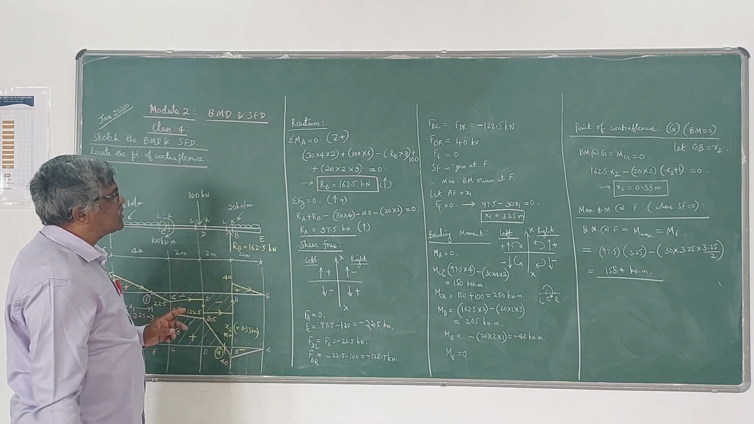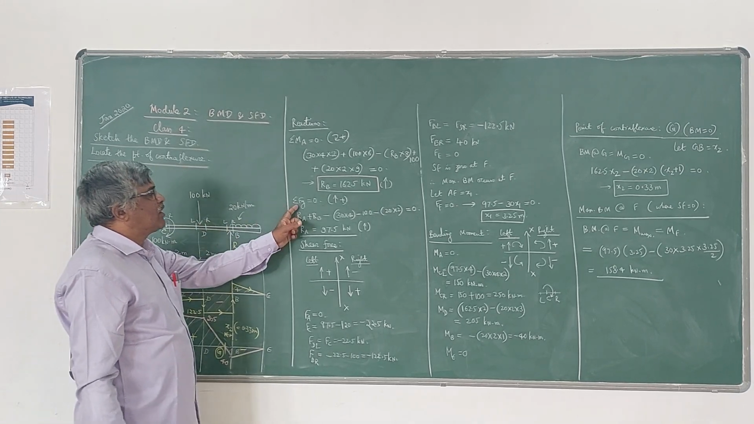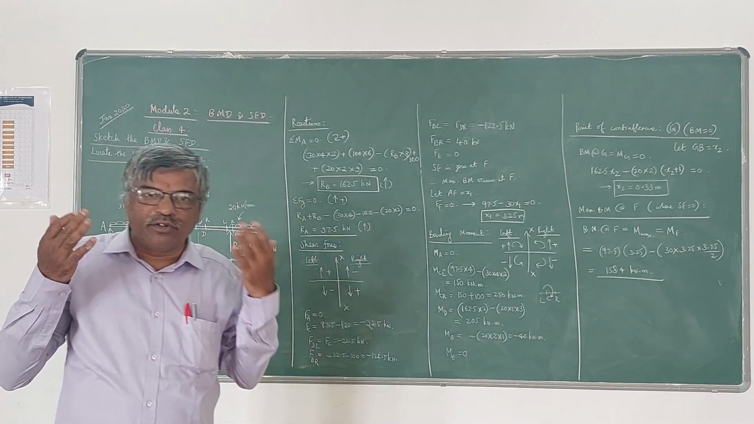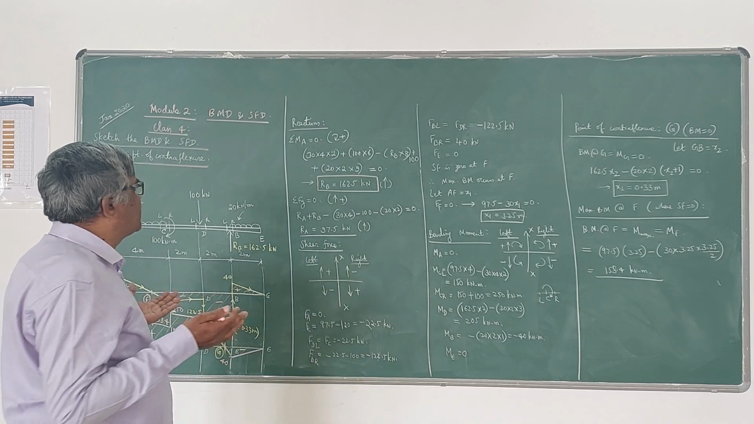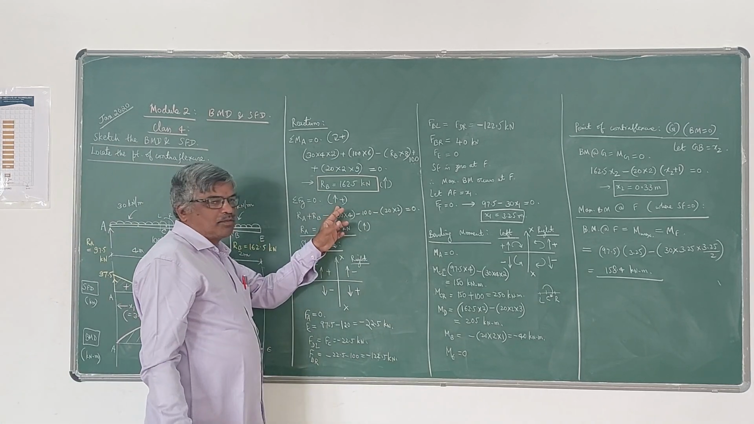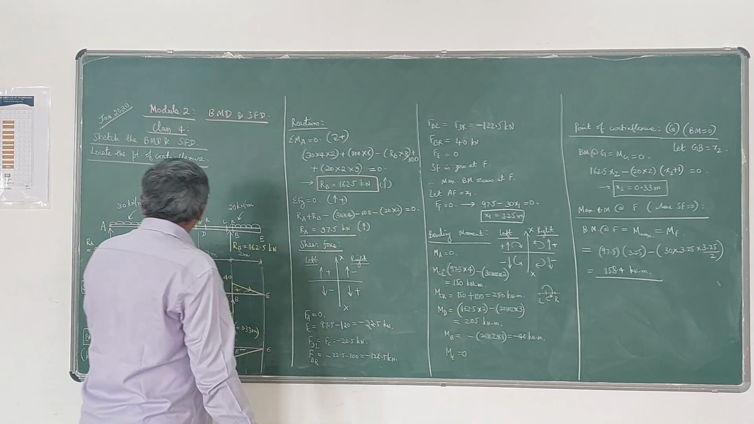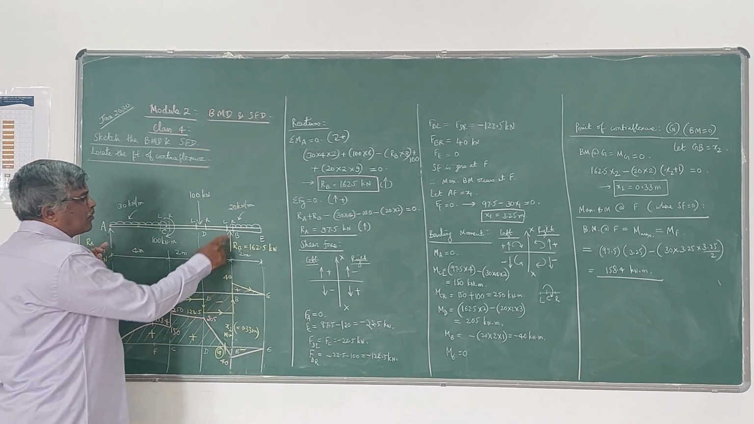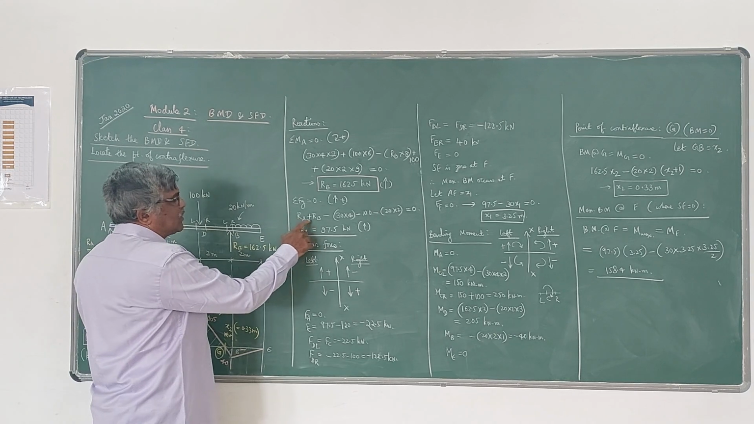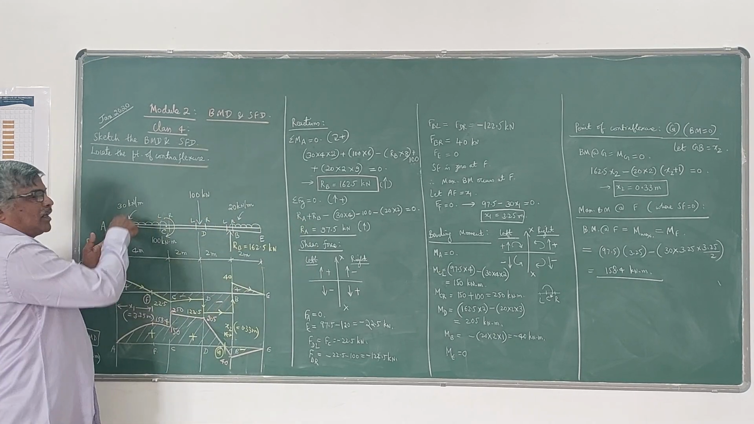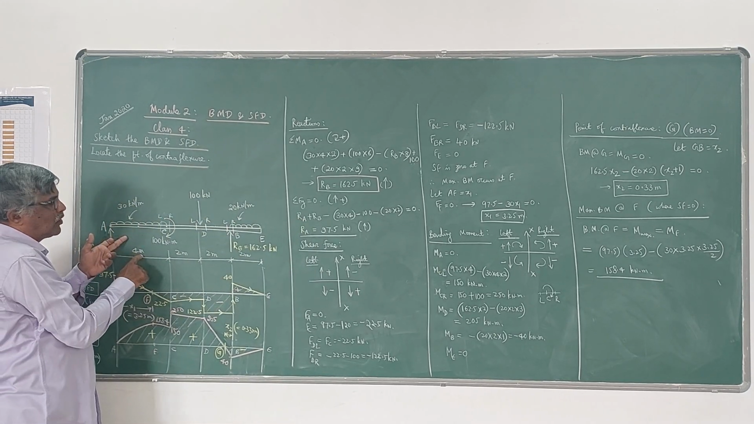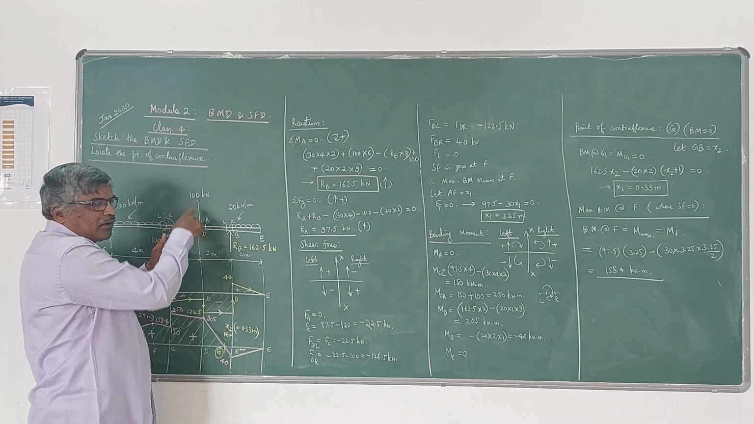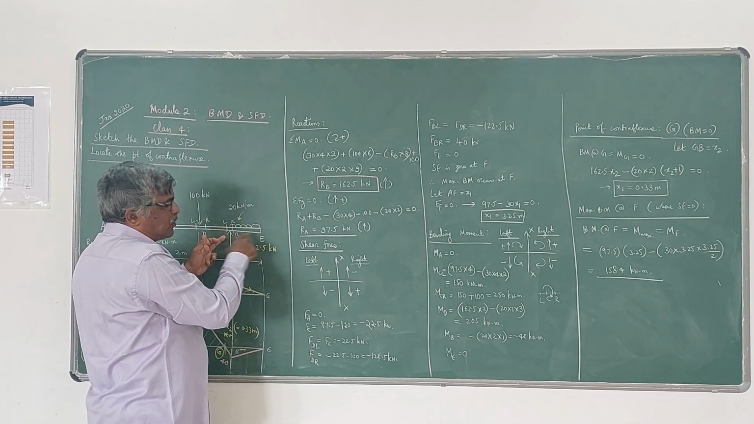Similarly, the second equilibrium equation is sigma Fy is equal to 0. So the algebraic sum of all the vertical forces is equal to 0. Further, the sign convention is upward forces positive, downward forces negative. If you see the diagram, this RA is upwards, RB is upwards. So therefore RA and RB are positive. This UDL is acting downwards, so minus 30 into 4, and minus 100 kN and minus 20 into 2.